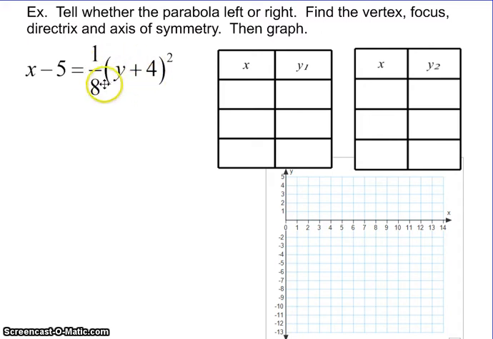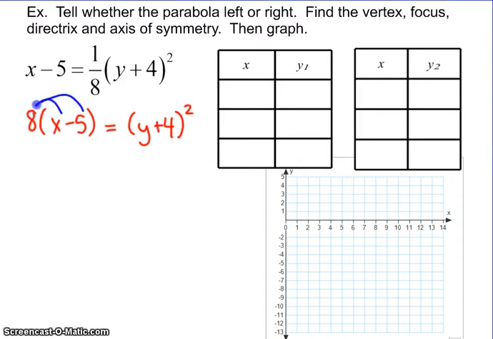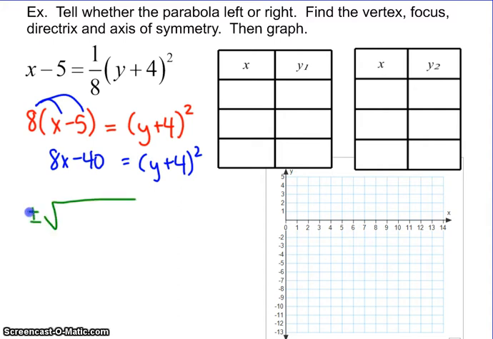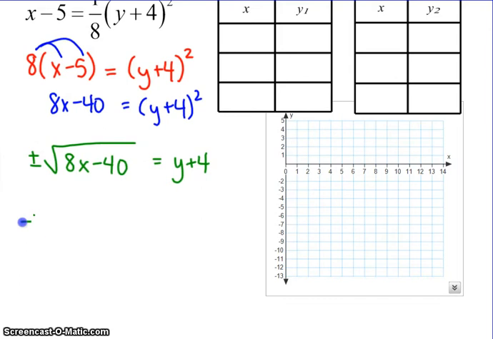First thing that I would do is multiply both sides by 8. So I have 8 times x minus 5 equals y plus 4 squared. Let's go ahead and distribute this 8. I have 8x minus 40 equals y plus 4 squared. If you square root both sides, remember, plus or minus the square root of 8x minus 40 equals y plus 4. Remember, plus or minus is very important here. So by subtracting 4, we get -4 plus or minus the square root of 8x minus 40 equals y.